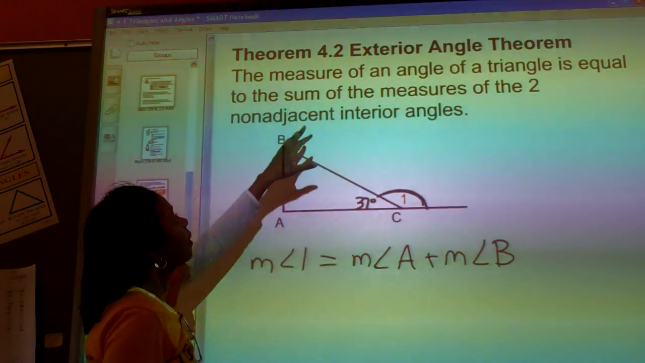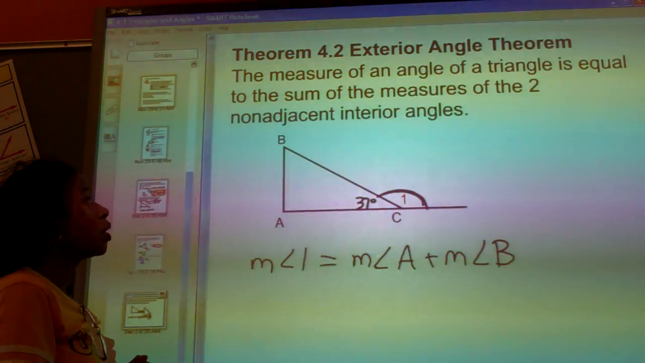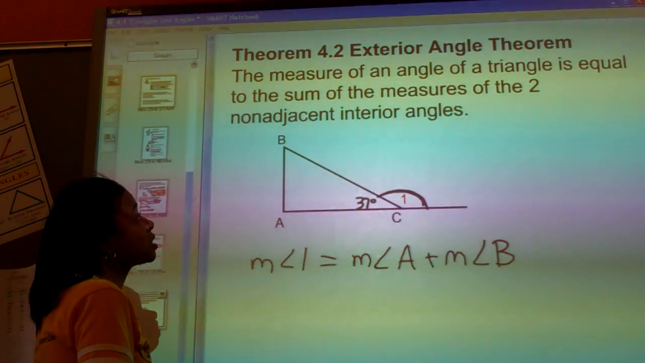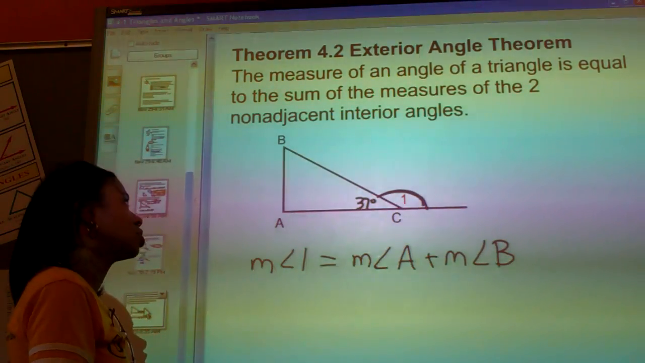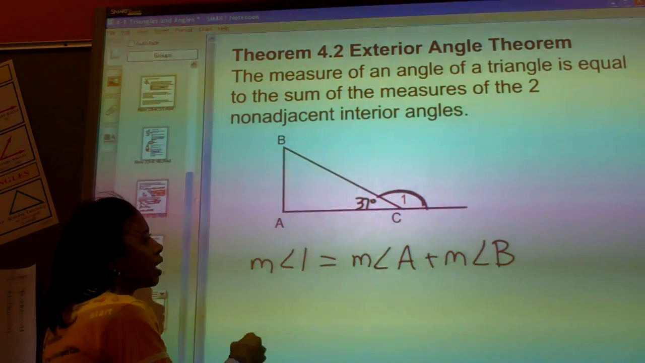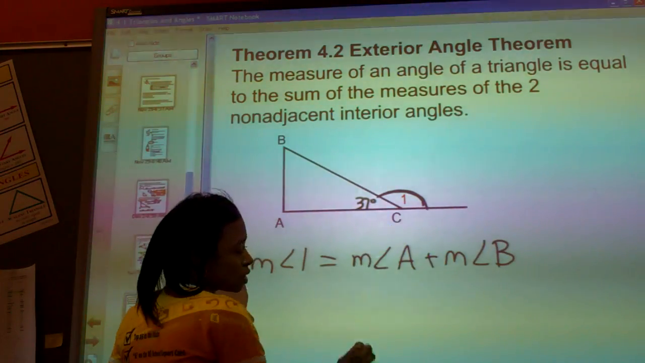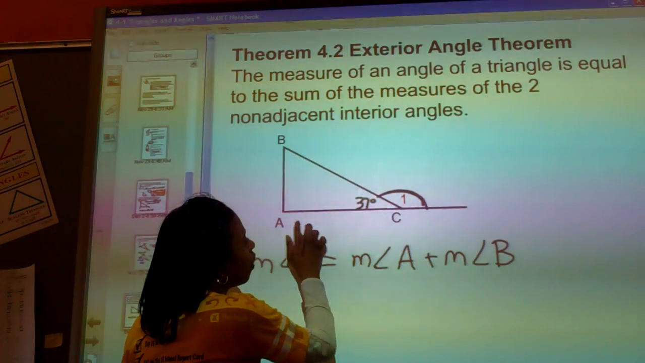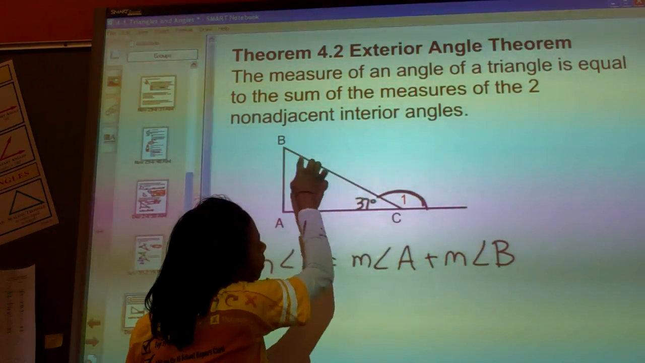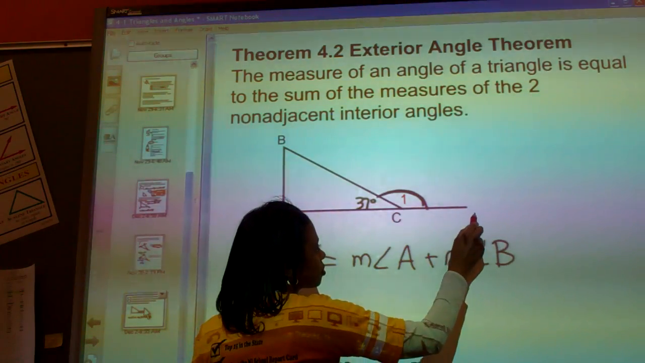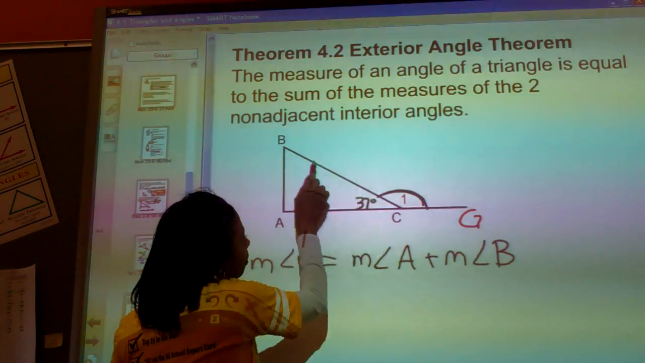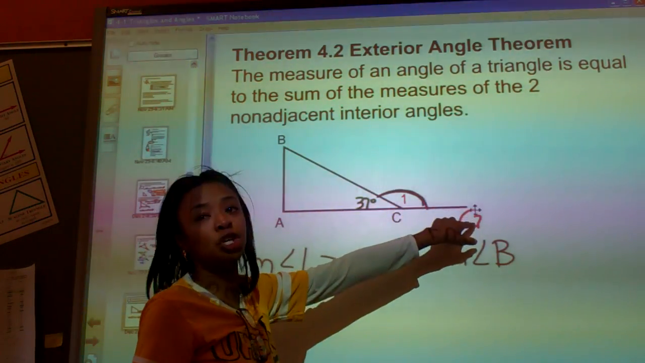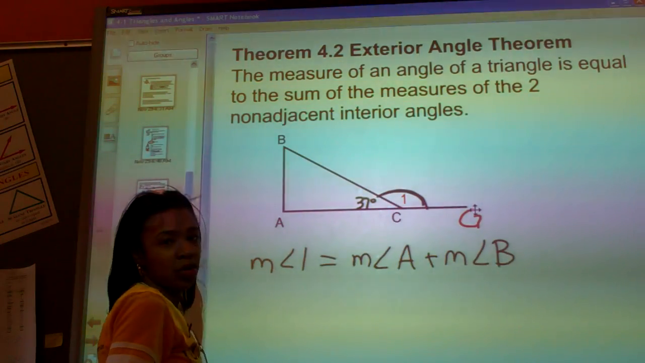All right. Finally, we have Theorem 4.2, the Exterior Angle Theorem. This simply says the measure of an exterior angle of a triangle is equal to the sum of the measures of the 2 non-adjacent interior angles. What does that mean? Here I have angle C. This is where it's important to make sure we begin naming angles with their 3 vertices. So I might say angle ACB, and this one, if I name it over here, G, angle BCG, or in this particular case, angle 1, whichever you want to call it, is the exterior angle.